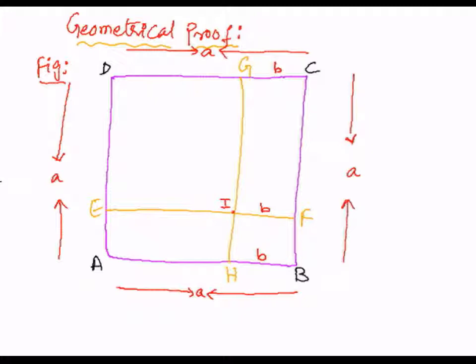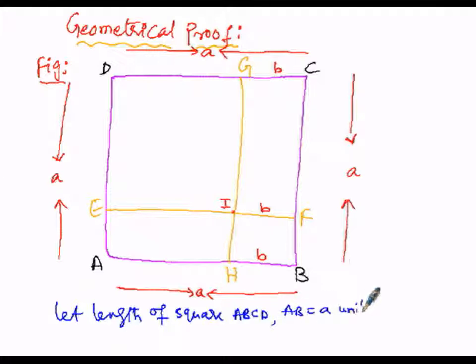So in this manner, let the length of the square ABCD, that is AB, be A units. So I supposed GC equals IF equals BH, each is equal to B units. So in this manner I have supposed the latter.